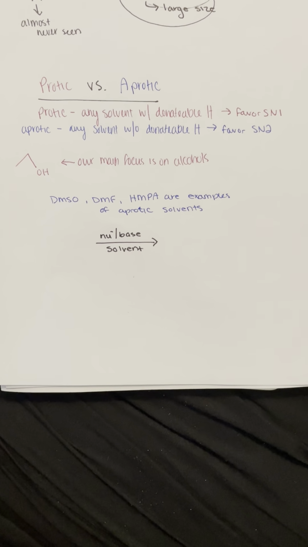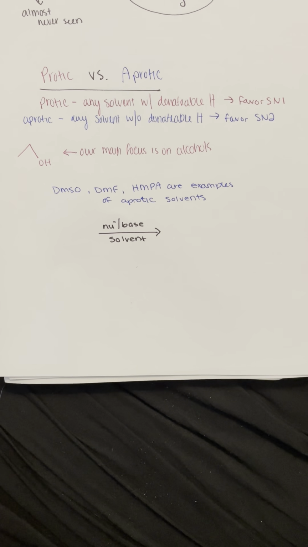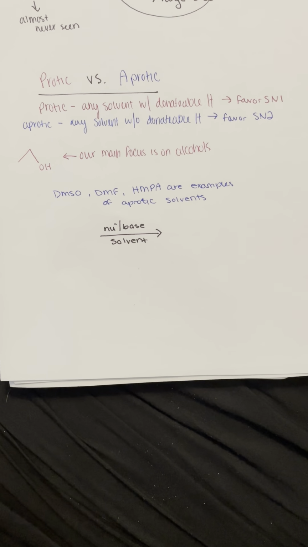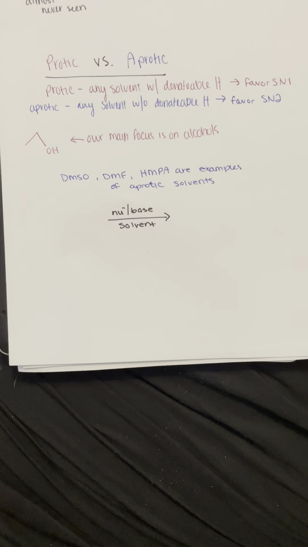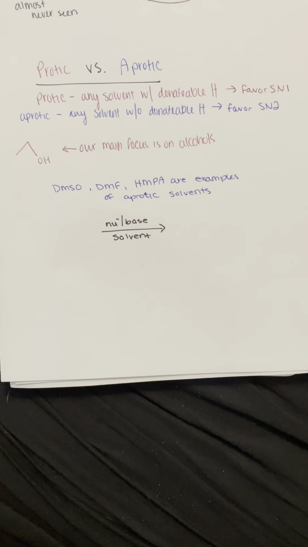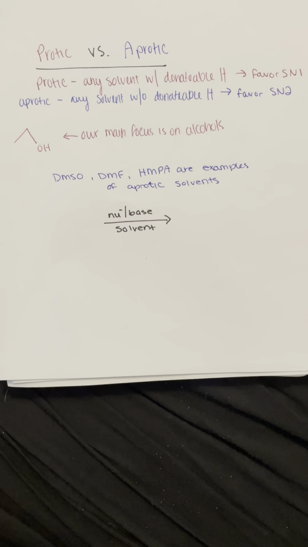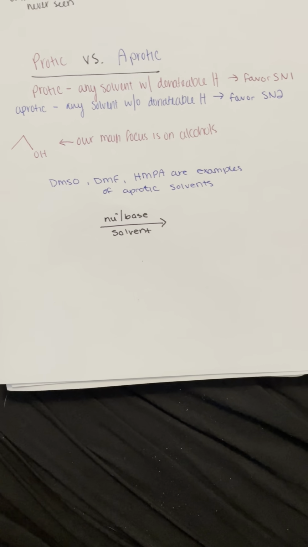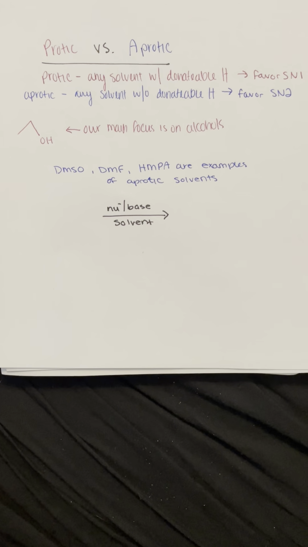Now let's look at protic versus aprotic solvents. As mentioned before, protic solvents are any solvent with donatable H, which, keep in mind, they favor Sn1 mechanisms, as described before. Aprotic solvents are any solvent without donatable H's, and keep in mind that they favor Sn2 mechanisms. Now the pink and blue written on the paper differentiate between the protic and aprotic solvents.